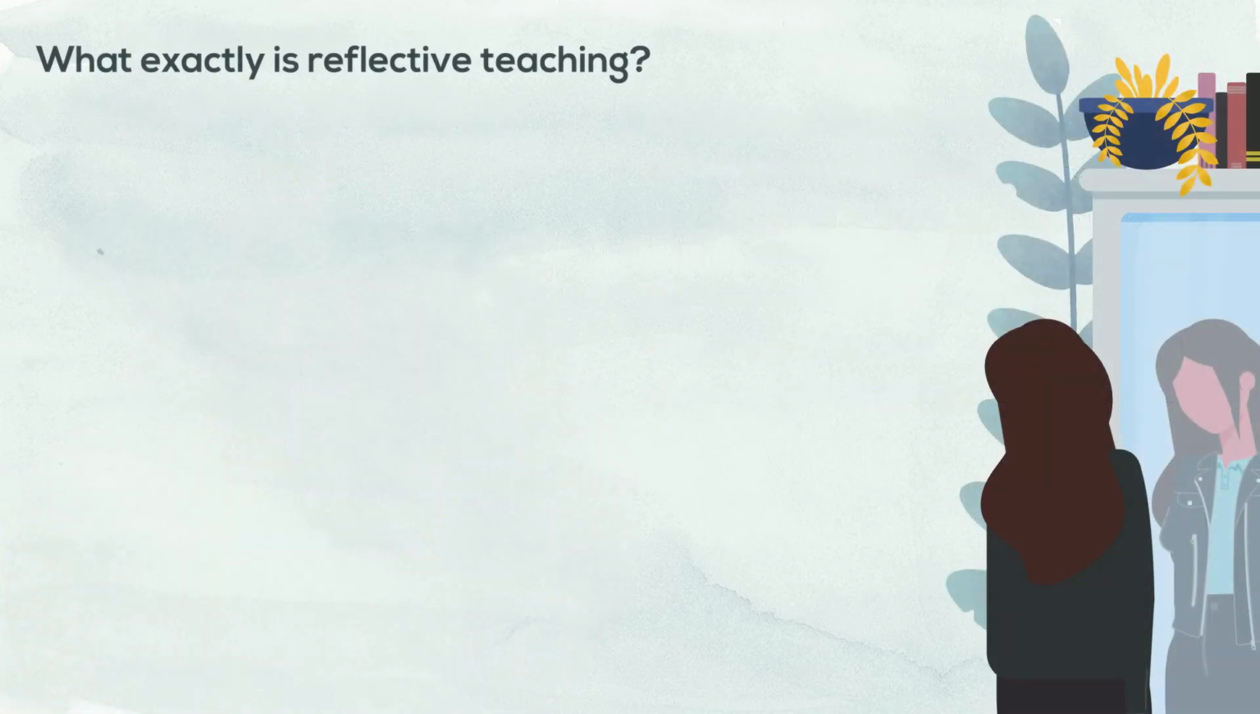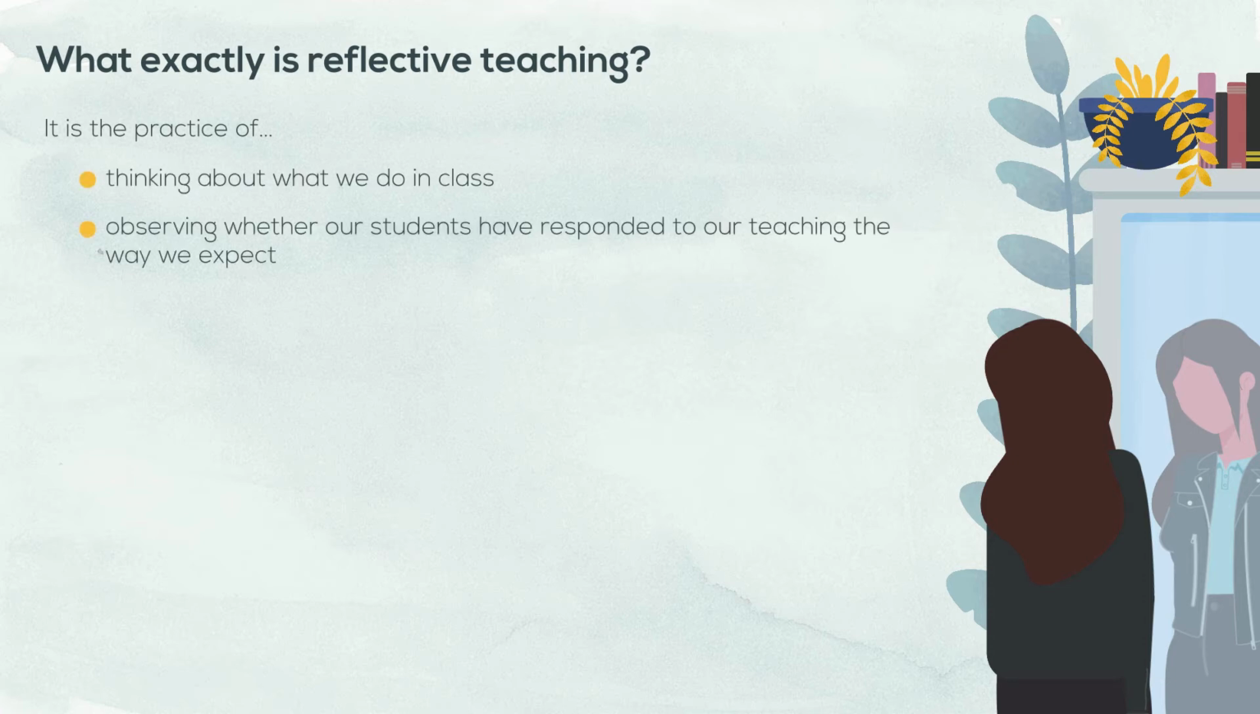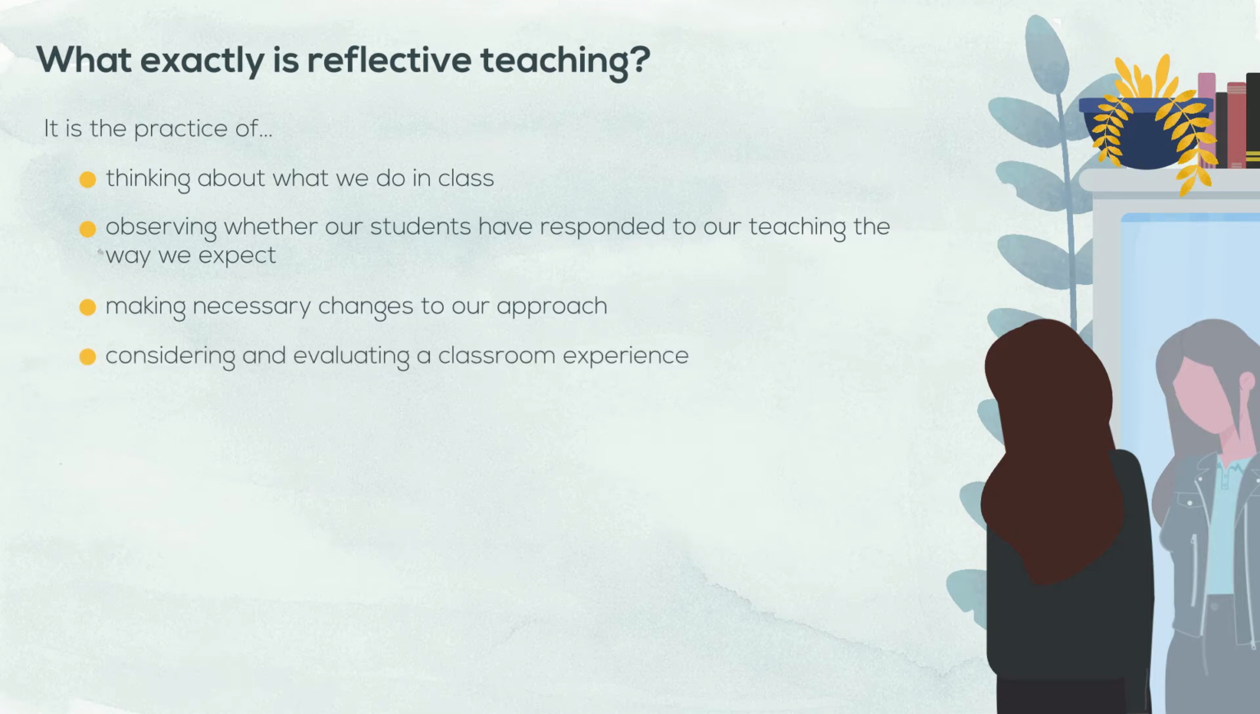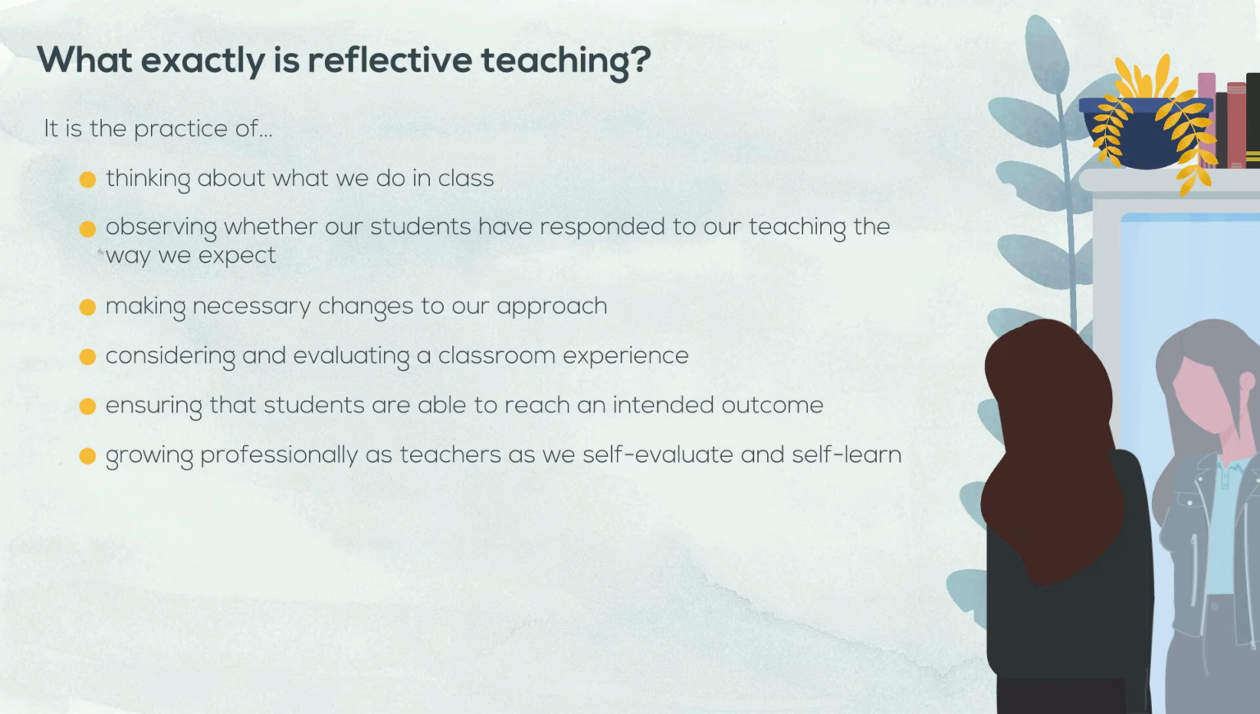What exactly is reflective teaching? It is the practice of thinking about what we do in class, observing whether our students have responded to our teaching the way we expect, and then making necessary changes to our approach in order to benefit all our learners. Thus, it is a way to consider and evaluate a classroom experience to make possible changes in instruction to ensure that students are able to reach an intended outcome. Once we do that, then we're in a position to grow professionally as teachers as we self-evaluate and self-learn.